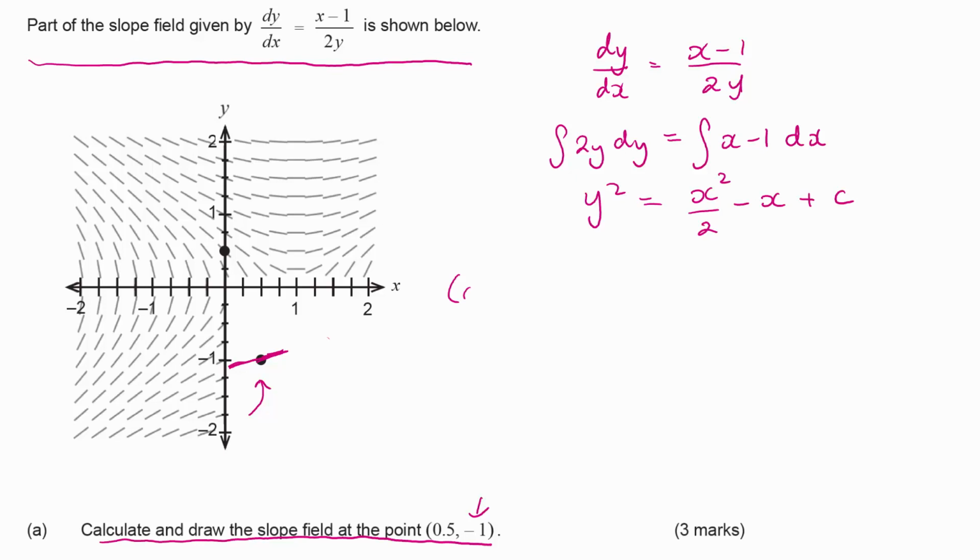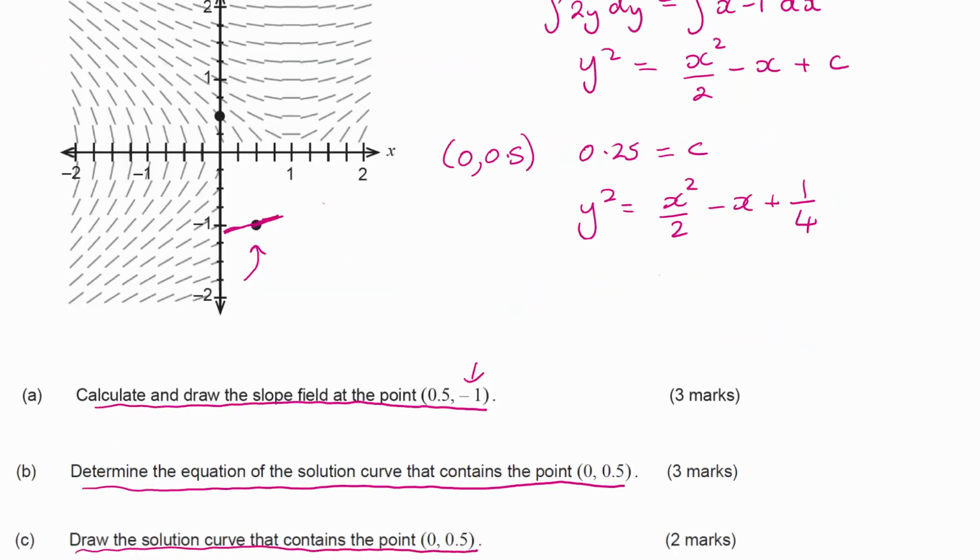Now if we're using (0, 0.5), that means that 0.25 is equal to c. So we have y squared is x squared over 2 minus x plus 1/4. I want to draw the solution curve that contains the point (0, 0.5), which is this point here. The y squared here indicates symmetry around the x-axis, and therefore it must go through this point here.